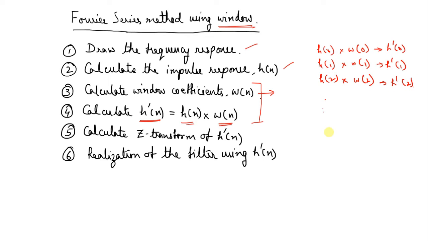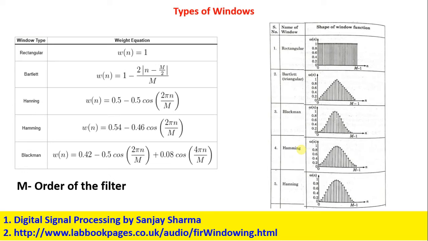Once you get these desired values, you again have to find the z transform of h dash n, as we discussed yesterday, and lastly we have to realize the filter by whatever method you like. Now, the types of windows: there are many types of windows.